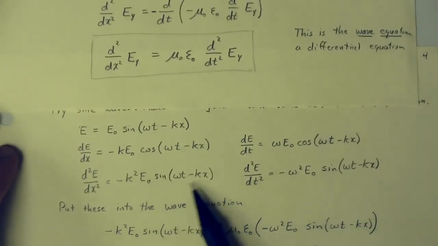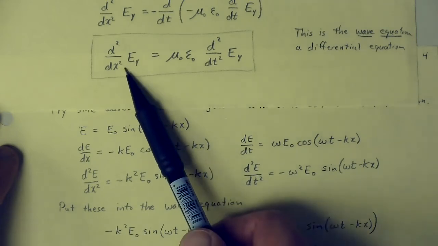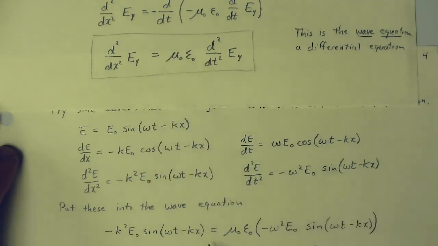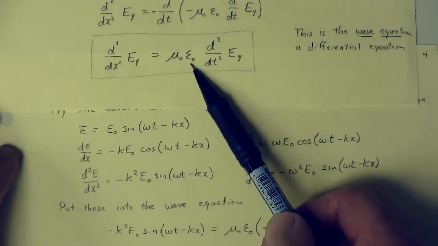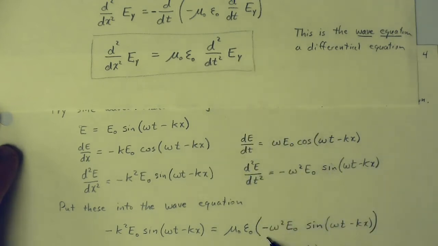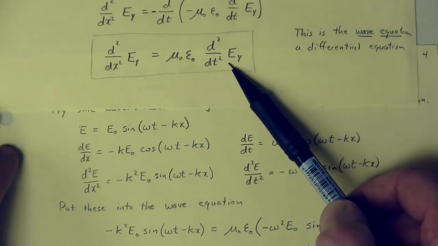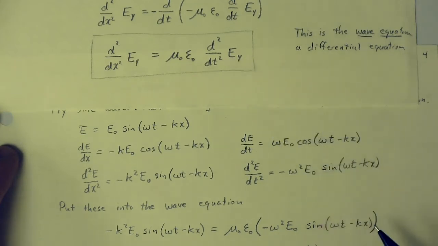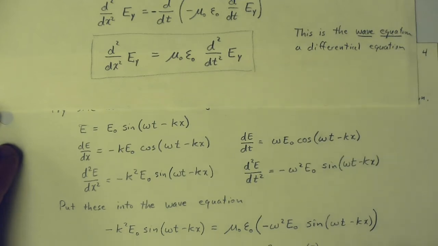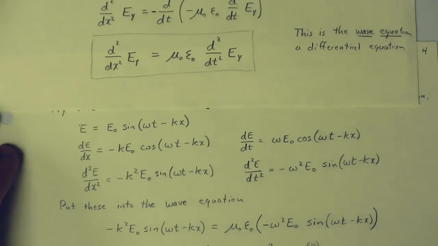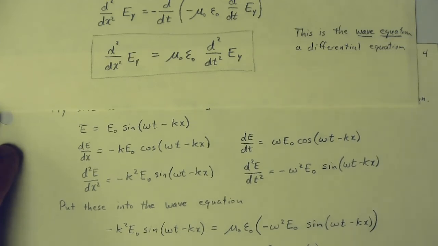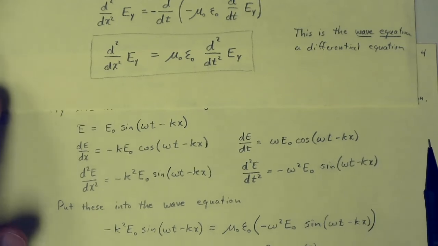So here is that expression substituted in as the second derivative of E. And then we take mu 0 epsilon naught and substitute this other in for the second derivative of E with respect to time this time. Well, a whole lot of stuff cancels. You look at this and you see, wow, sine omega t minus kx is on both sides of this equation. That can cancel out. So let's cancel it out and see what's left.